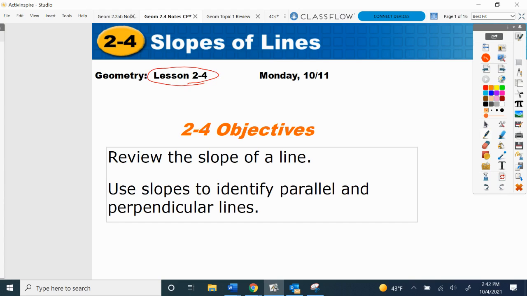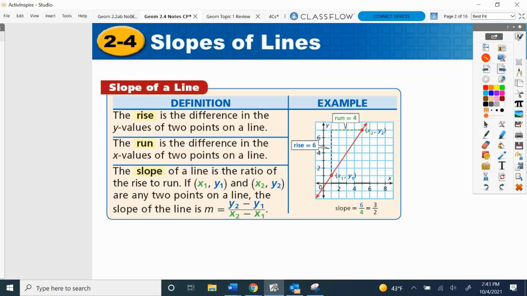So what we've got today, we are on lesson 2-4, and we're going to be taking a look at slope. The first thing we're going to do is review what the slope of a line is, a quick review, and then we're going to use slopes to identify two things. We want to find parallel lines and perpendicular lines. All right, so that's what we're up to today. Let's dive right in and see what we've got.